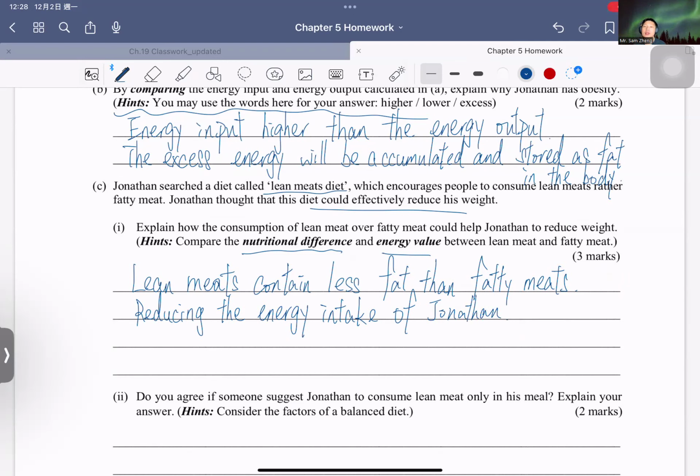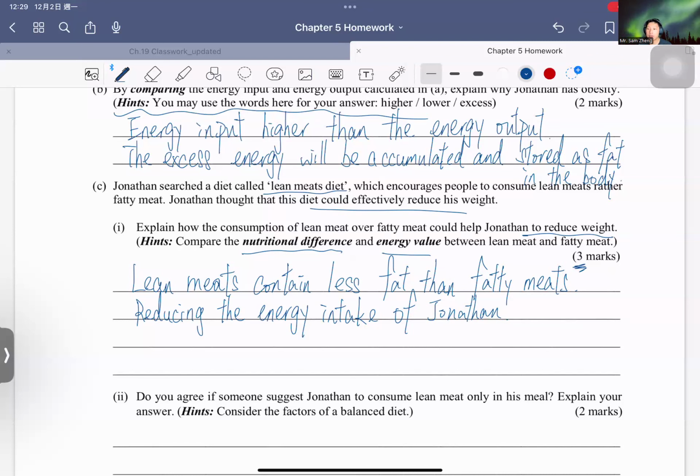Then after we have thought of these, you ask a question. Now here we got 3 marks. So how can we notice that this can help him reduce weight? So we have the idea that it has less fat, and then it will reduce the energy intake. But then what would be the next step, or why does reducing the energy intake help him reduce weight?